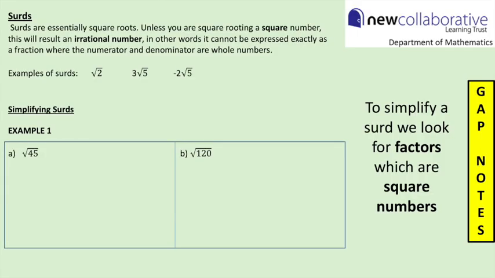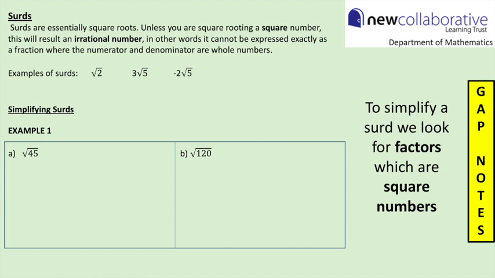Surds are essentially square roots. Unless you're square rooting a square number, this will result in an irrational number. In other words, it can't be expressed exactly as a fraction where the numerator and denominator are whole numbers. Here's some examples of surds. Square root of 2, 3 root 5, which means 3 times the square root of 5, and negative 2 root 5. There are many other examples.